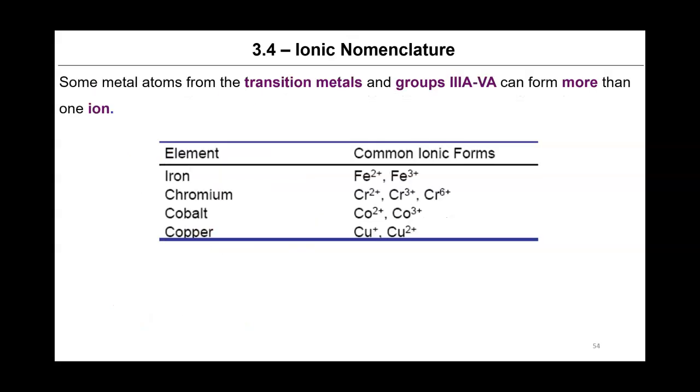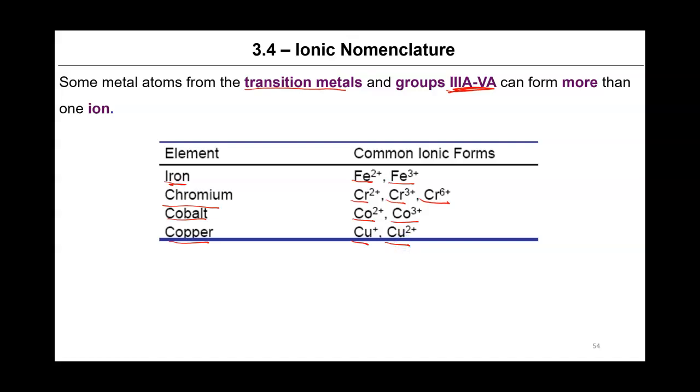Some metals, mostly from the transition metals and a few from group 4A through 5A, can form more than one cation. So famously, iron forms an Fe2+ and an Fe3+ ion commonly. Chromium commonly forms a Cr2+, Cr3+, and Cr6+ ion. Cobalt forms cobalt 2+ and cobalt 3+ commonly, and copper commonly forms copper 1+ and copper 2+.